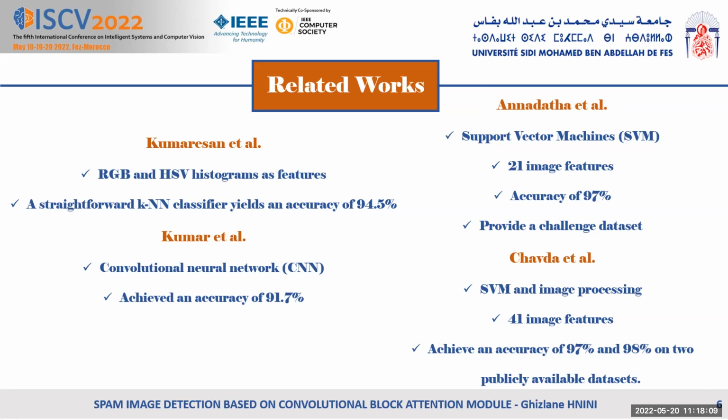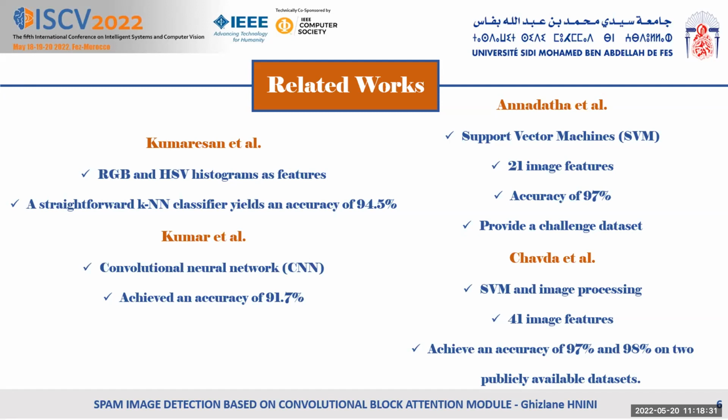The authors use an extensive set of 41 image features that are extracted manually, and they achieve 97% and 98% accuracy on two publicly available datasets. These authors also provide a challenge dataset, which is shown to be even more difficult to detect than that developed in Anadata's work.